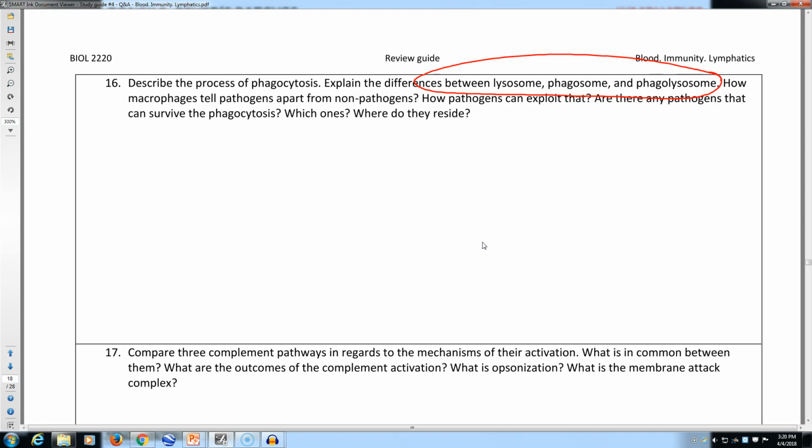How macrophages can tell pathogens from non-pathogens: chemicals on the surface, chemical signatures on the surface. We didn't talk about how pathogens can survive phagocytosis and how pathogens can exploit that. So just know the difference.